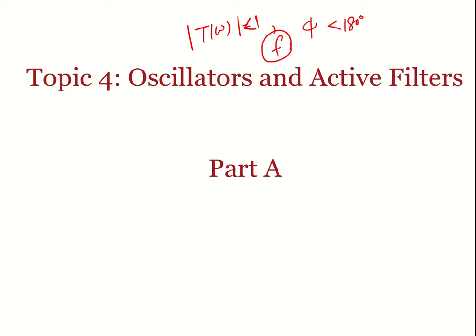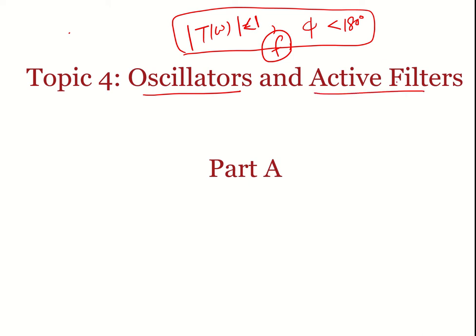Now if this criteria is not met, that is basically an unstable system. That condition is basically used for the making of oscillators. So in this chapter we are going to learn how we make the oscillators and the active filters. The first part of this chapter is the active filters.